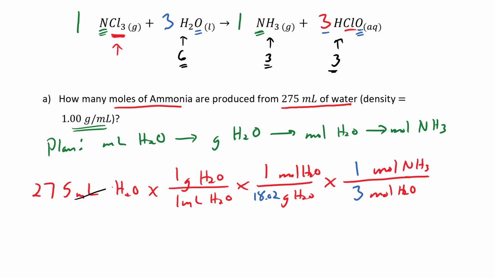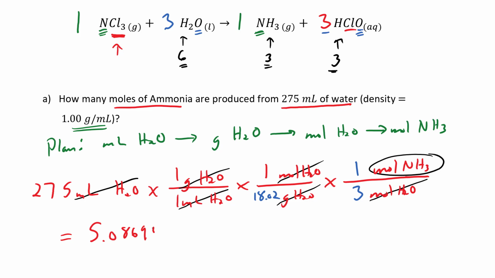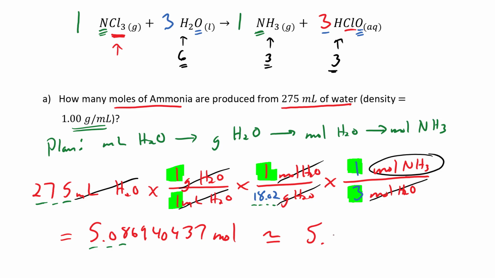Cancel out values now. Milliliters of water cancels milliliters of water. Grams of water, grams of water. Moles of water, moles of water. 275 divided by 18.02 divided by 3. Significant digits now. Exact, exact, exact, exact, exact. I have 3 significant digits, and I have 4 significant digits. So 3 significant digits is what we're going to round off to. 5.09 moles of ammonia. Final answer.